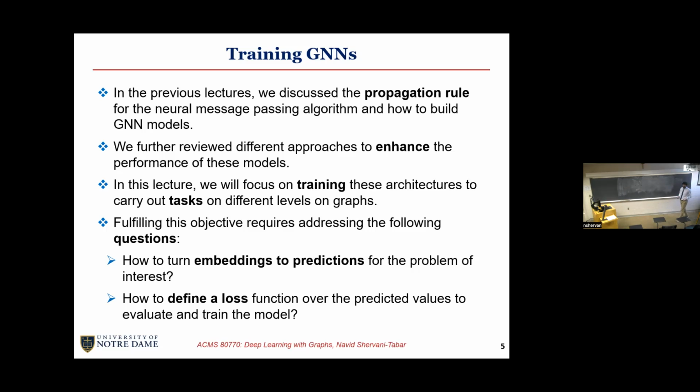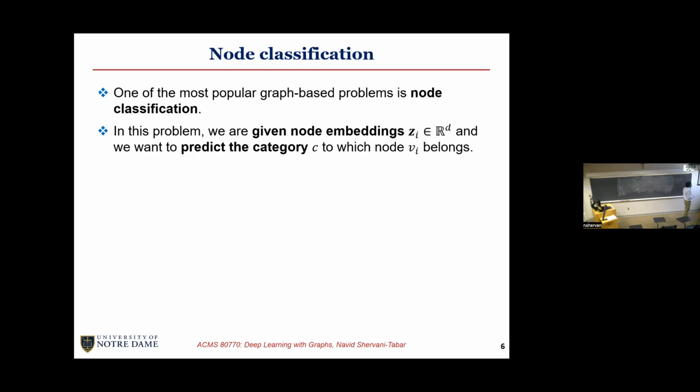how can we update our model? In order to do that, we need to define some loss function, some objective function. So we will look at how for different problems, we are going to define different loss functions. We will start with the most encountered, most popular problem, which is node classification.